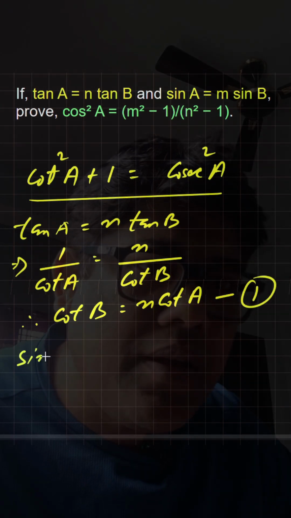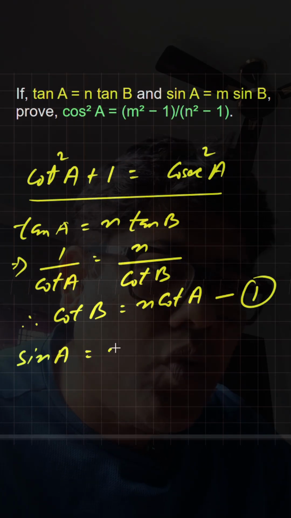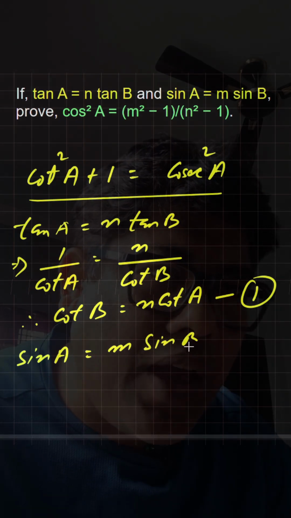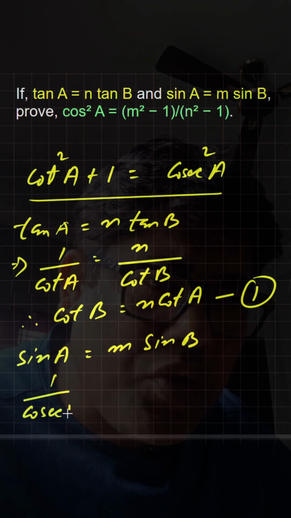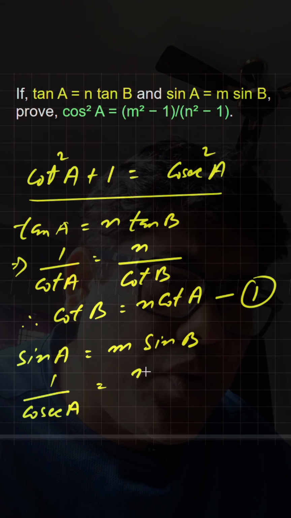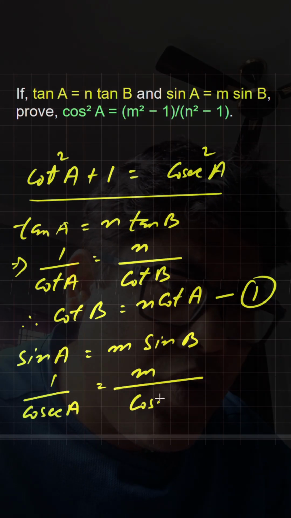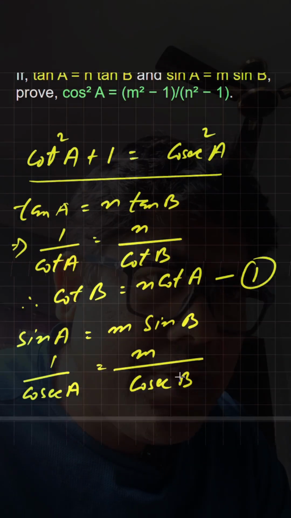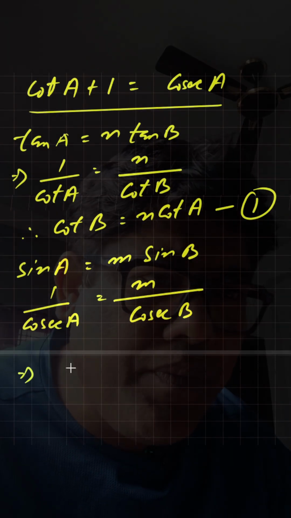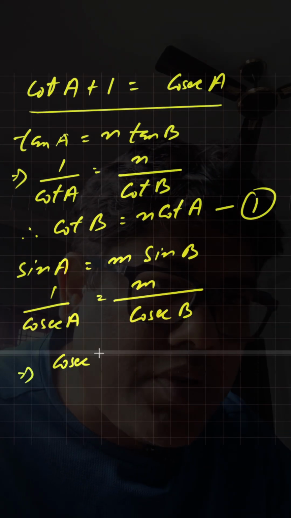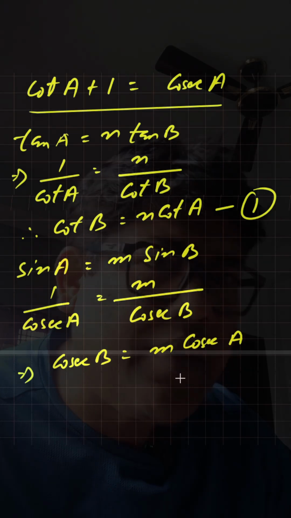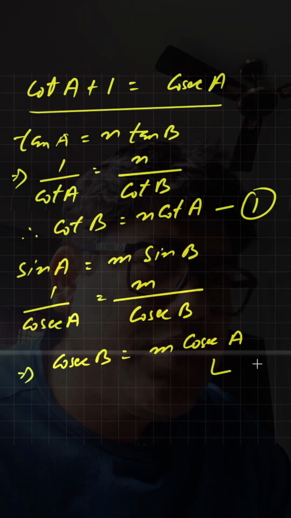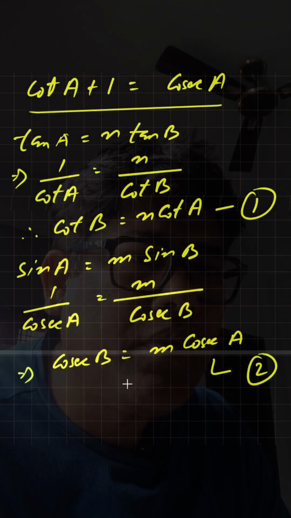Similarly, sin A is equal to m sin B. I can write it as 1 by cosec A is equal to m by cosec B. So that will lead me to cosec B is equal to m cosec A. So this is number 2.